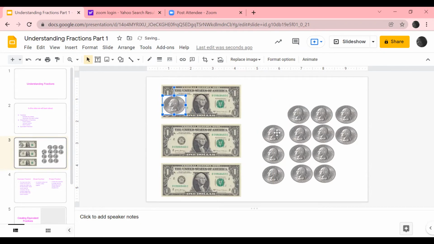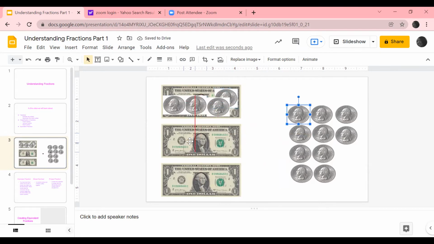So 1, 2, 3, 4, that's $1. And then I would do it again.